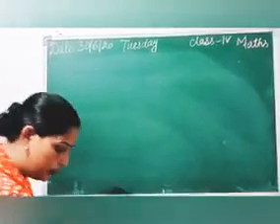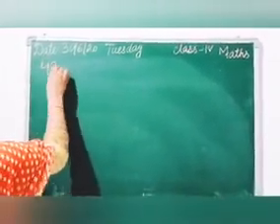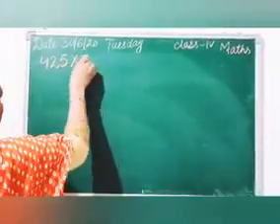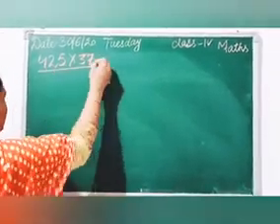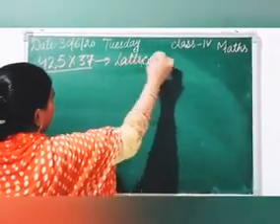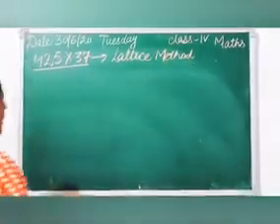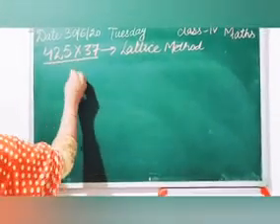I am going to tell you 425 multiplied by 37. This multiplication we do using the lattice method. Now see, here are the 3 numbers.